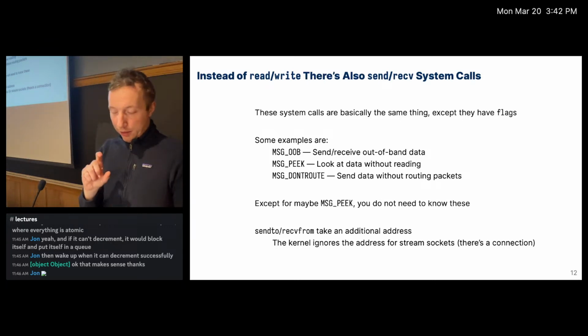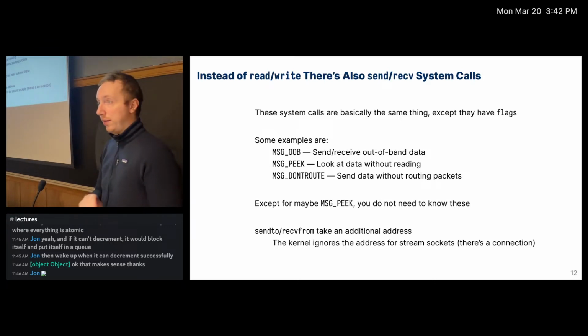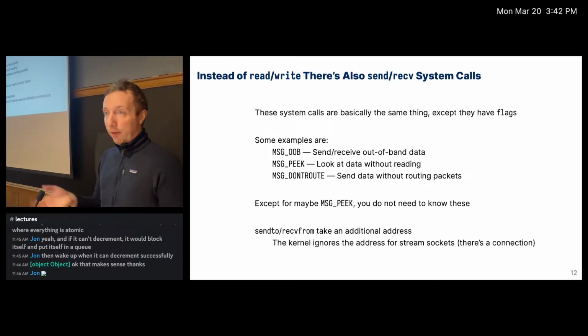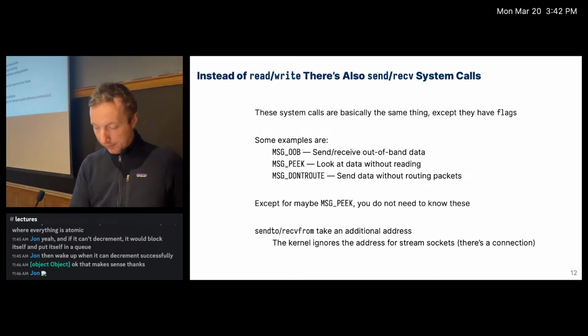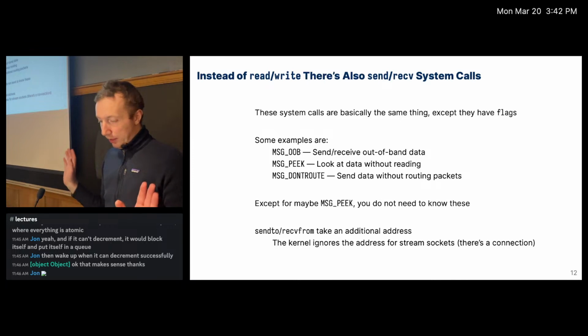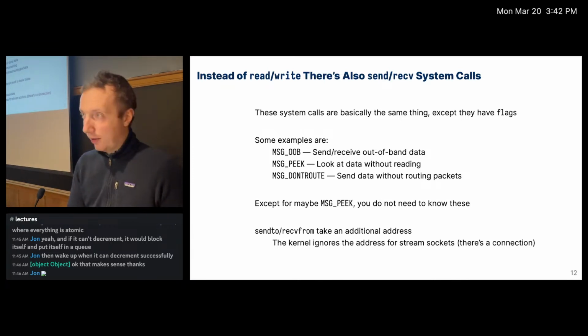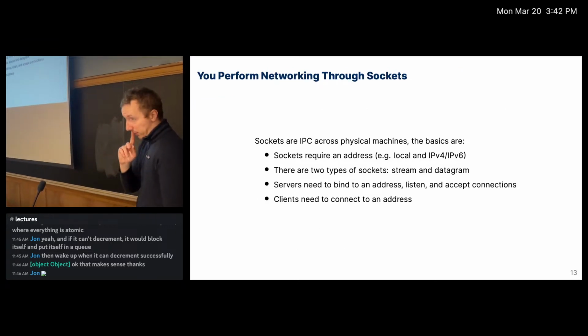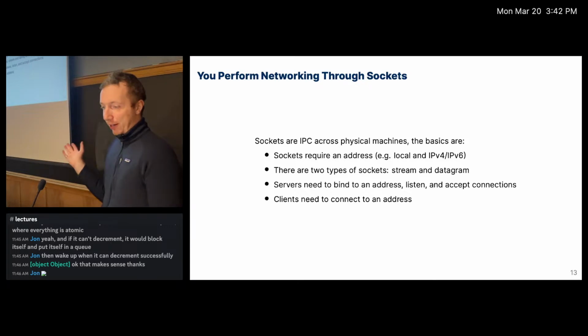And then there's also sendto and recvfrom, which take an additional address. If it is a UDP socket, you don't have a persistent connection, so you don't need to connect. You can just sendto and recvfrom, and those take the address as one of the arguments. So you can send directly to that address or receive directly from that address. Those are completely ignored for stream sockets because you already have a connection. They're only for datagram sockets. So that's pretty much it for sockets. They're just IPC, but across machines.